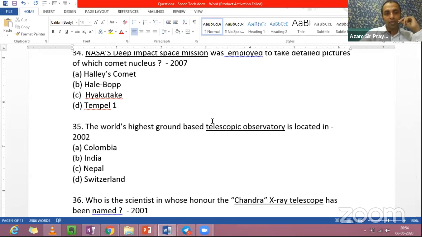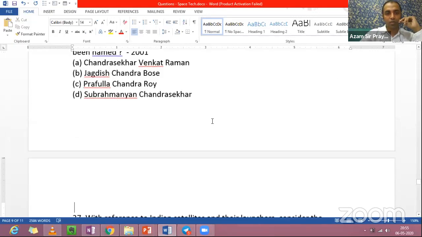There are other space agencies, for example NASA, the European Space Agency, then the Russian Space Agency. There are many space agencies of other countries also. You don't need to remember them in much detail. Only the particular current affair you can remember. As such, most of the questions are revolving around Indian space technology.